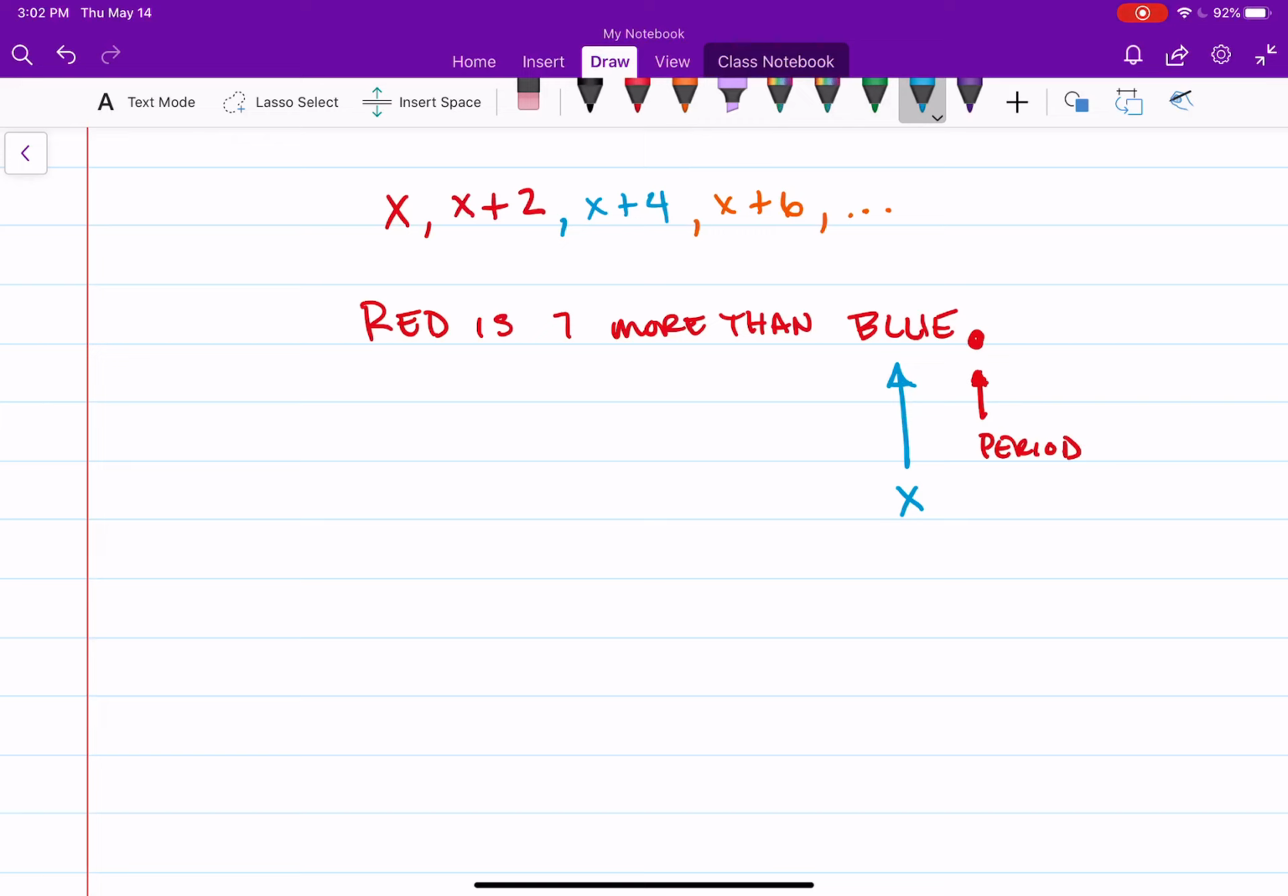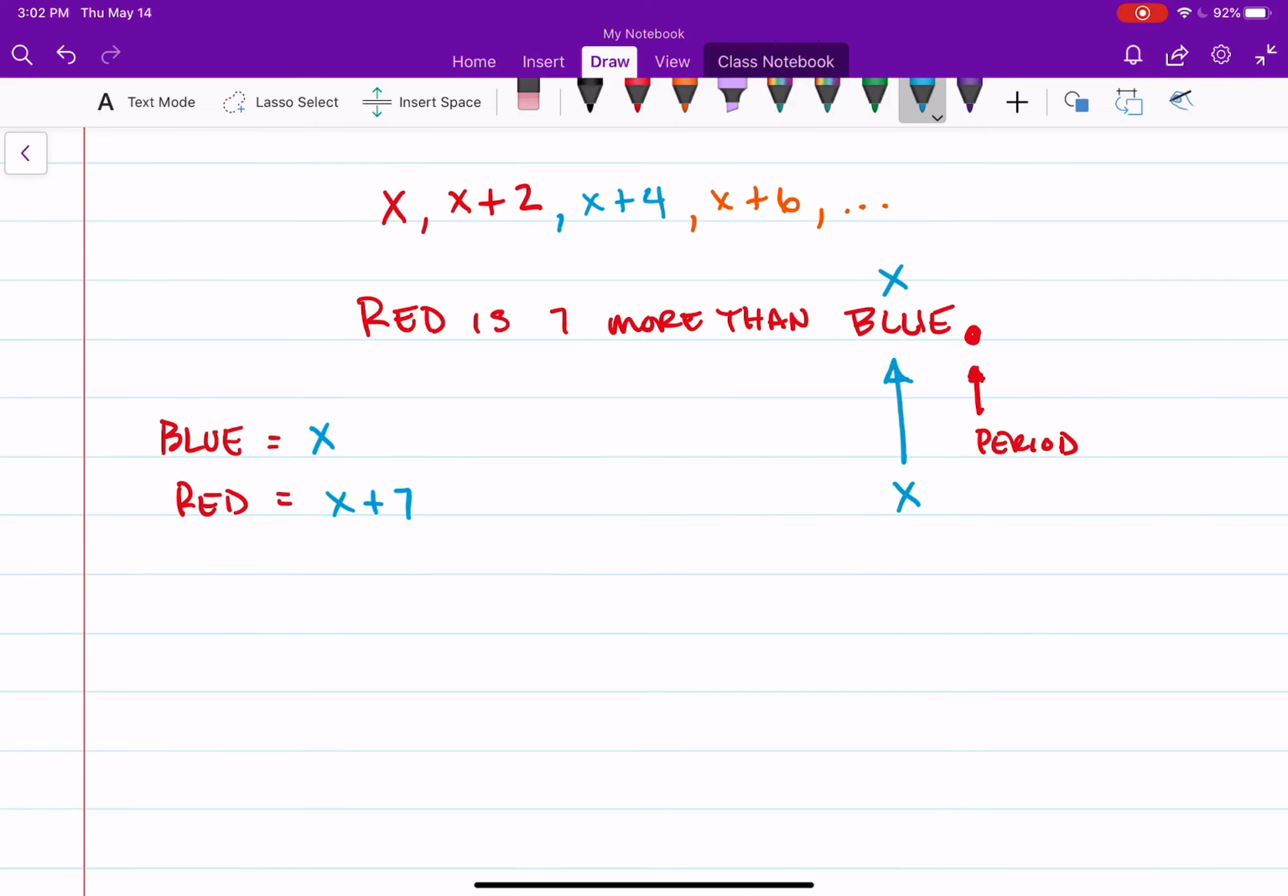And then I have to go back and reread that red. So right off the bat, I would say, okay, so my blue is equal to X. And then go, okay, what's my red equal to then? Red is equal to, so if this was X, so red equals 7 more than X. Okay, so hopefully that helps. And obviously we're going to do some problems here.